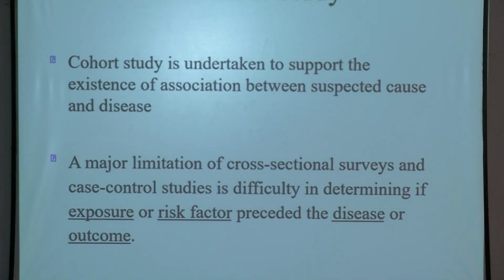Now coming to the cohort study. Cohort is a group of people, by the way. It is done to support the existence of association between suspected cause and disease. Now here, in cross-sectional studies or case control studies, we cannot really determine whether the exposure risk factor preceded the disease or outcome. Okay. So somebody says, I've started suffering from cough and fever after COVID. We cannot surely say that.